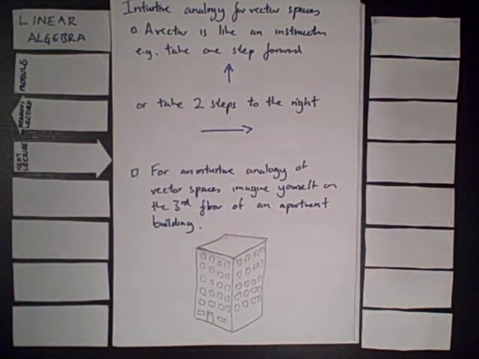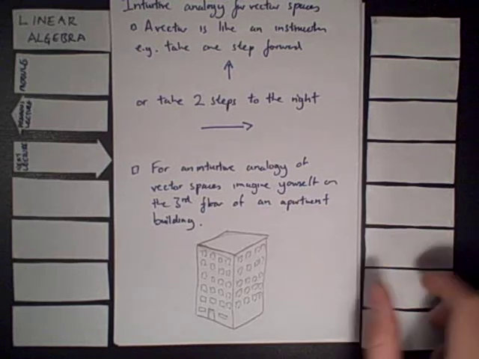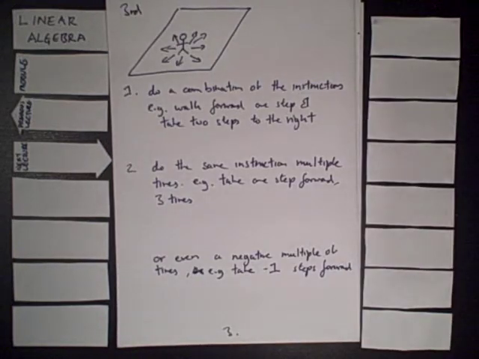Now suppose, armed with these two instructions, you find yourself on the third floor of a block of flats. You can quite easily imagine that with just these two instructions, you could walk everywhere on that third floor, as long as you were allowed to do two things. Firstly, do a combination of two instructions, e.g. walk forward one step and then take two steps to the right.